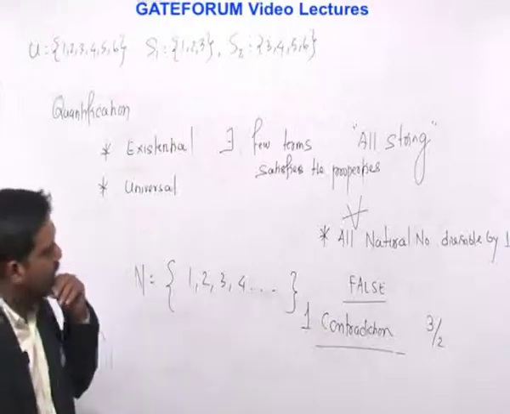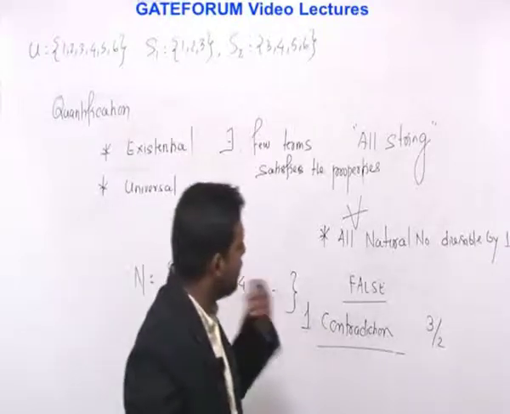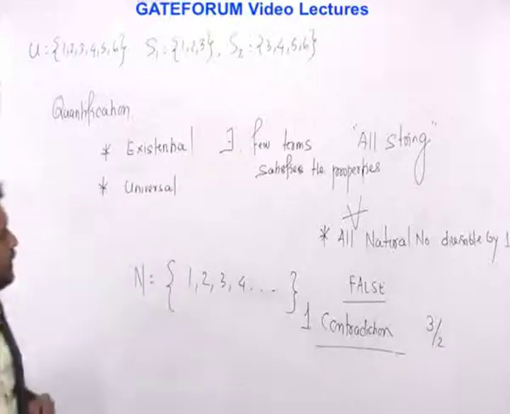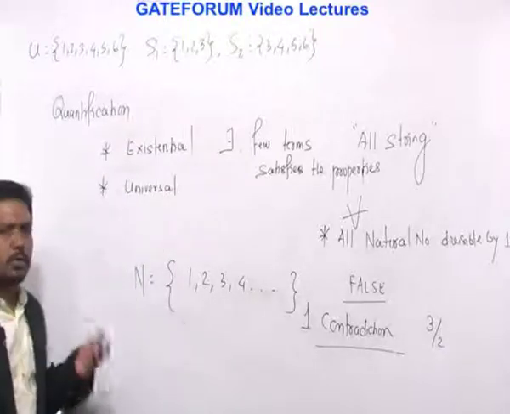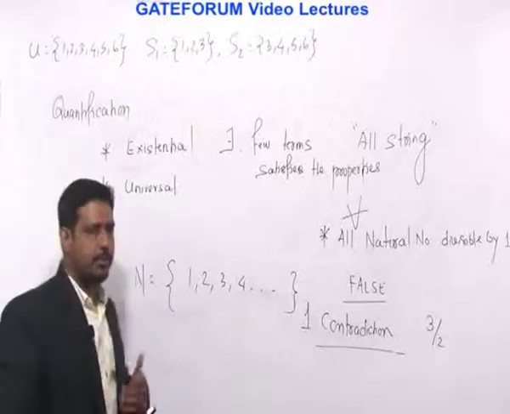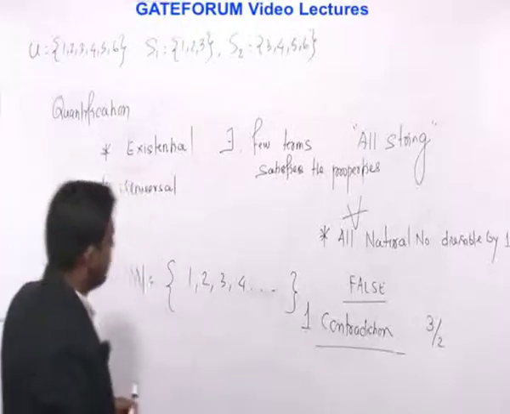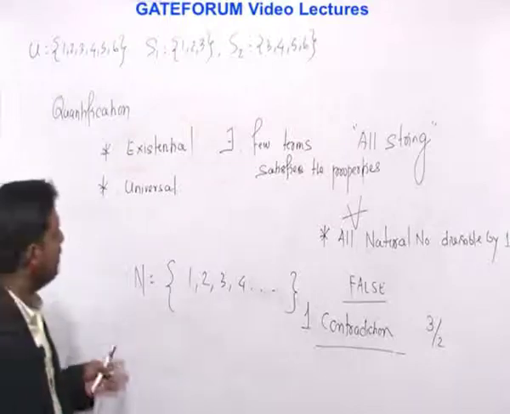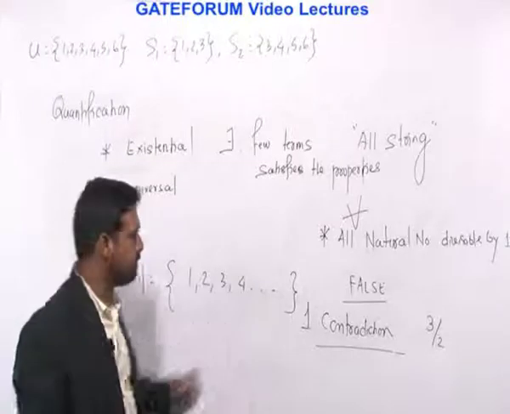You might be feeling, why is it important? Later, as the course progresses, you will understand that this existential and universal quantification is how options are created. So I hope I'm clear here: existential is for some, universal is for all.